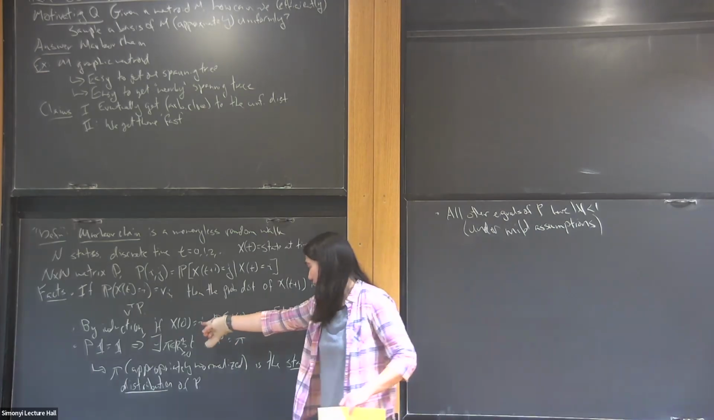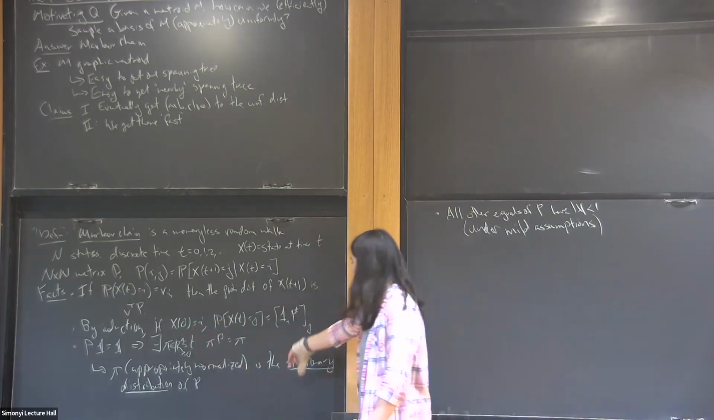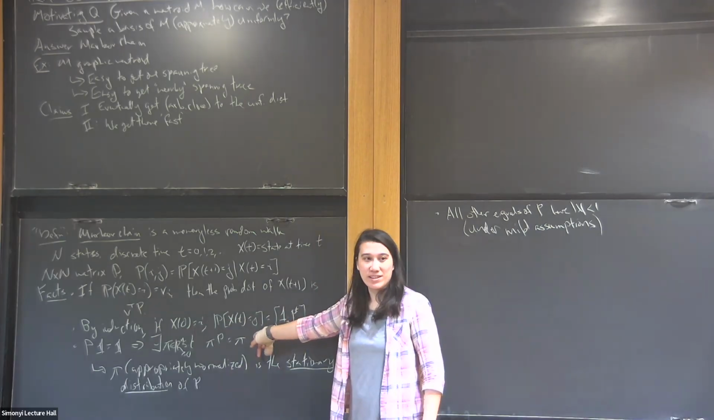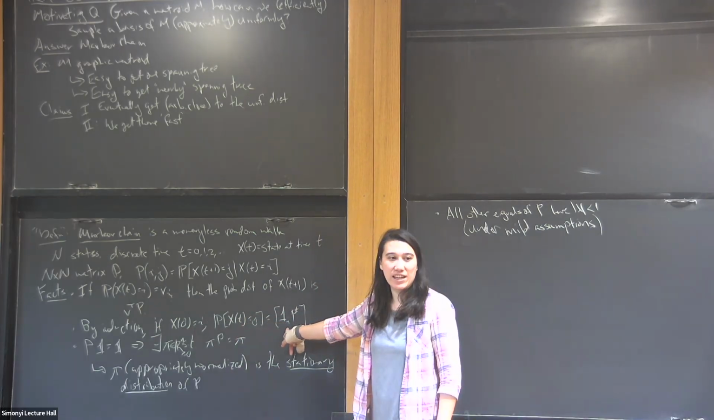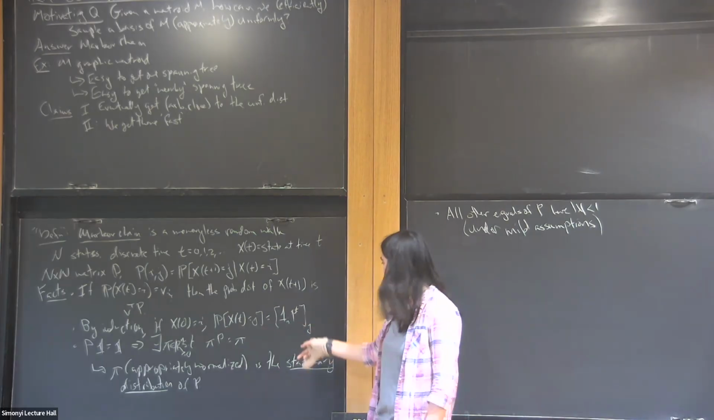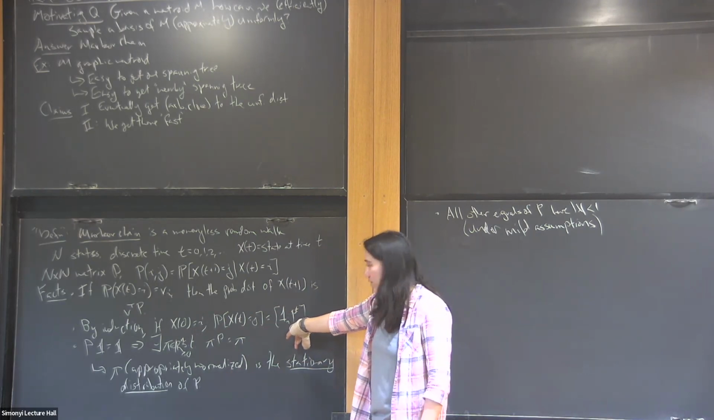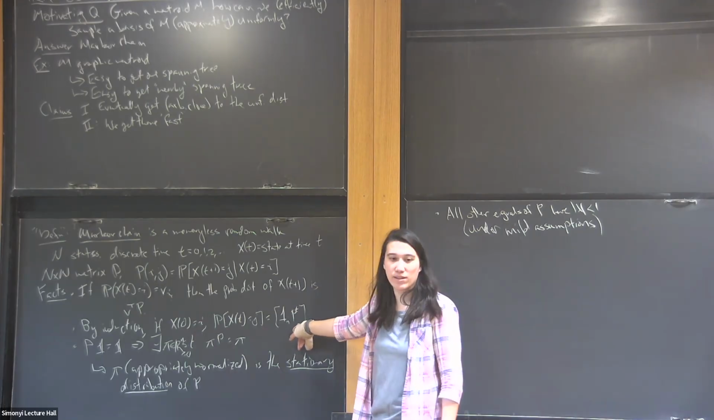Sorry, by induction. So if we know where we start at some state, and I want to know where I'm likely to end up t steps later, I just multiply e_i times my matrix to the t. So basically if instead of taking one step in my Markov chain, I want to take t steps at a time, the transition matrix for that is just P to the t.